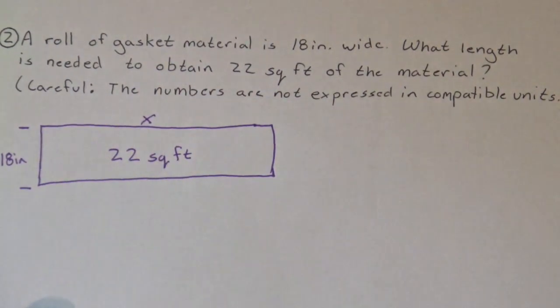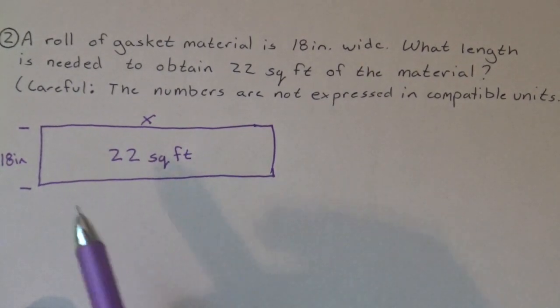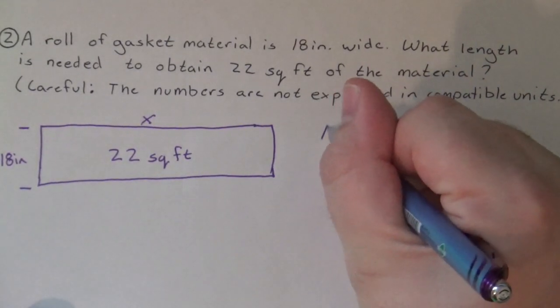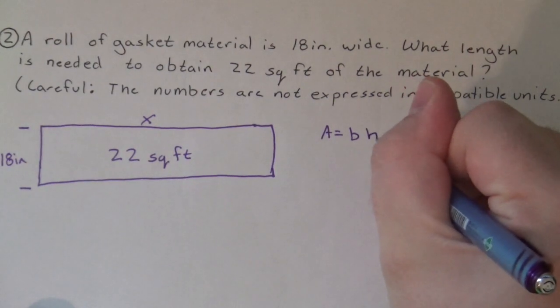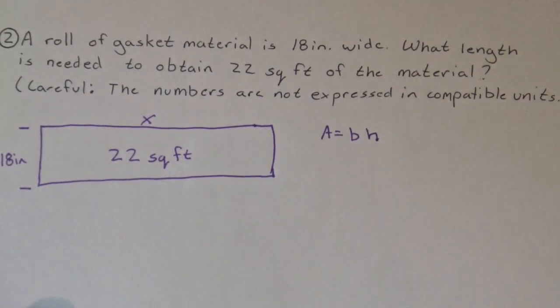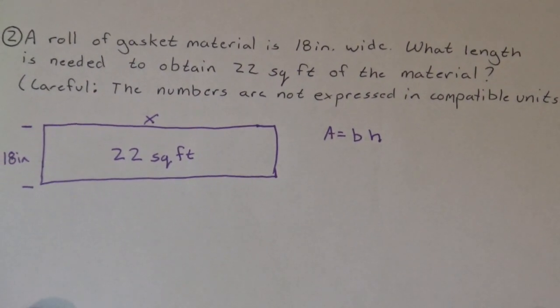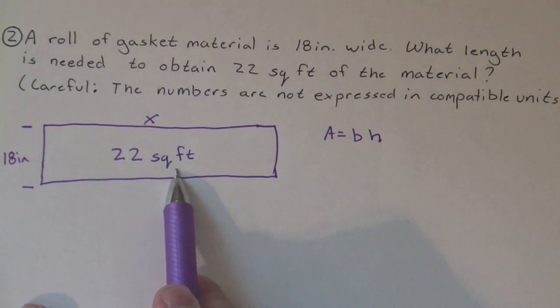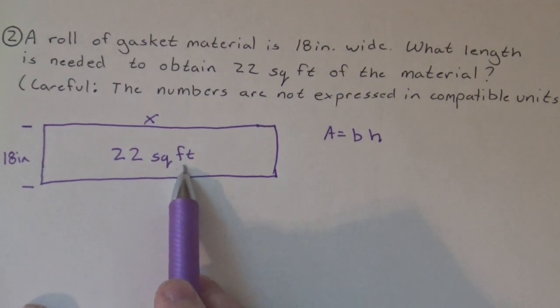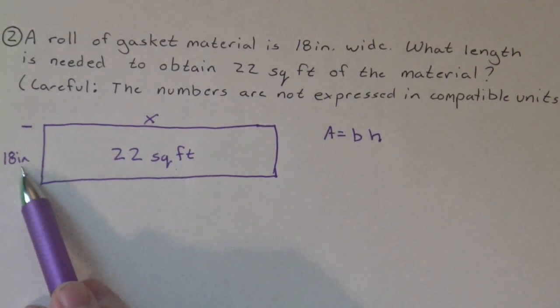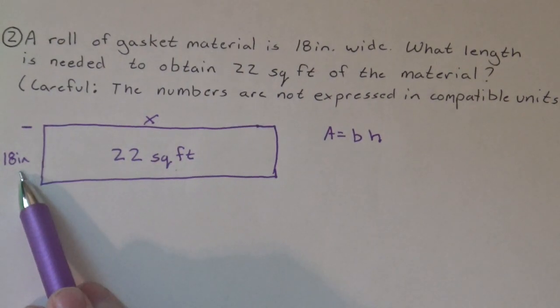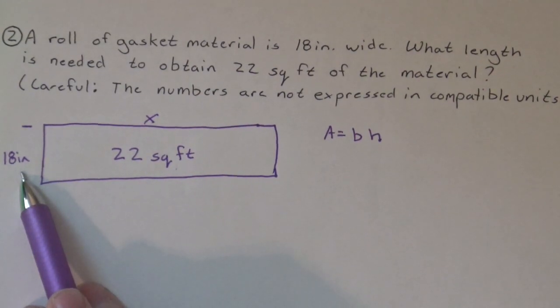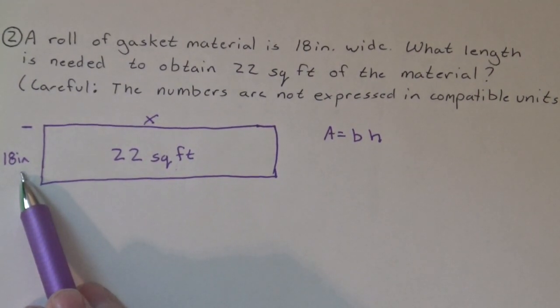Well, remember two things. First off, how do we find area? Area is equal to base times height. So that's one thing we need to remember. The other thing we need to understand is that this is in inches and this is in square feet. So what we've got to do is convert this into feet. So how do we do that? Well, go back to conversions all the way back in module one. These things are not going to leave you. Just because you got it done at module one does not mean you're not going to use it again.